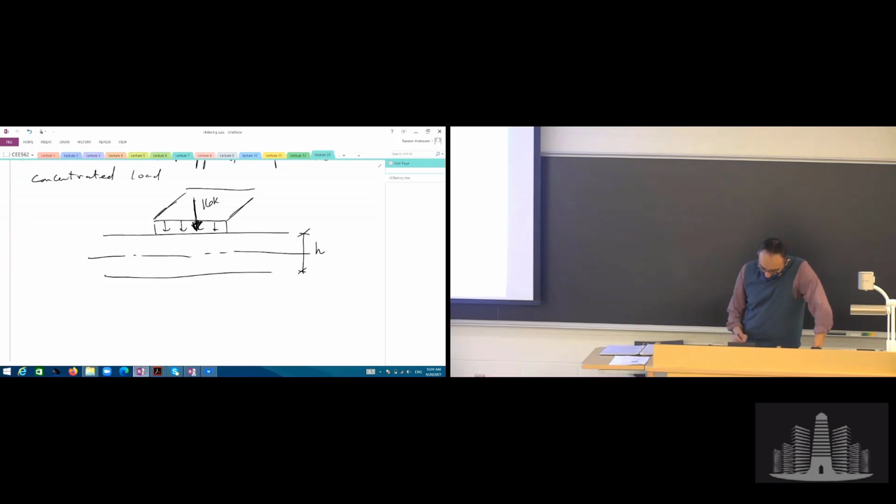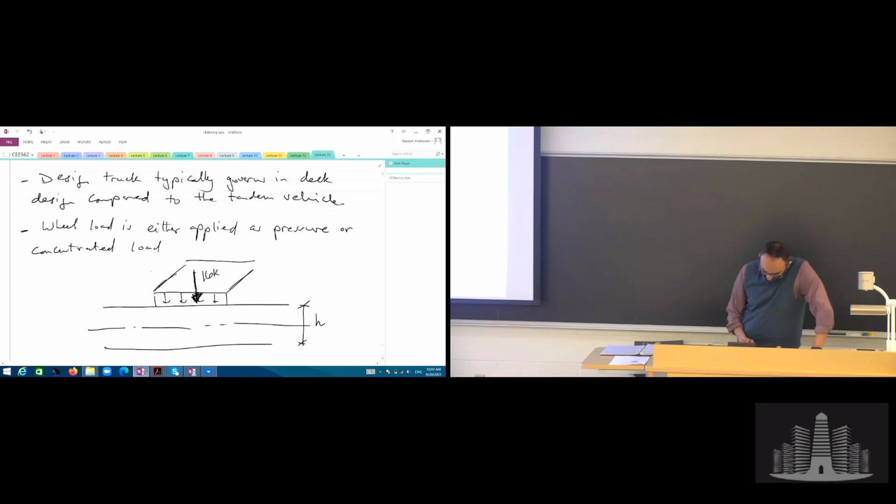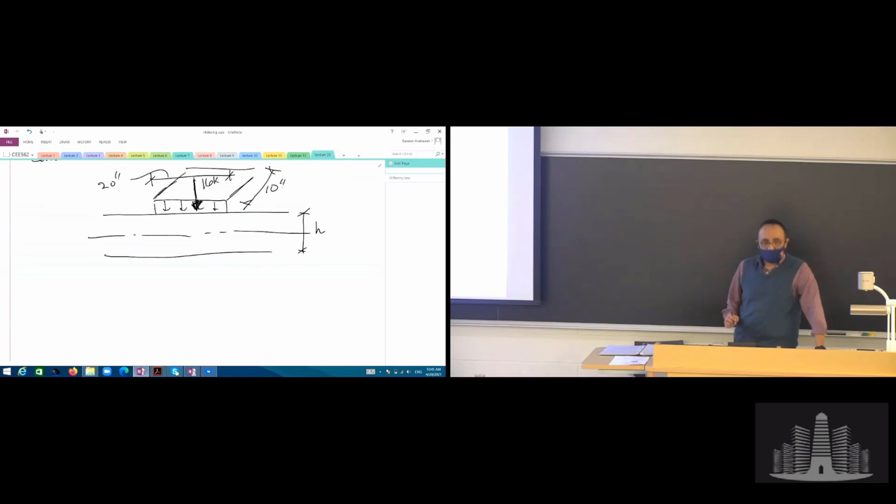It's distributed on a distance in the transverse direction of 20 inches, and in that direction of 10 inches. So this pressure is distributed on an area of 20 by 10. Okay, good. In our analysis, we are actually looking at the center line of the deck. So we would have to assume that this pressure will travel at an angle of about 45 degrees within the deck until it reaches the center line.